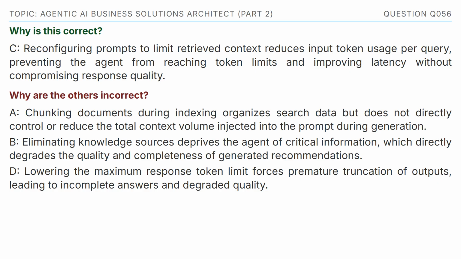Why are the others incorrect? A. Chunking documents during indexing organizes search data but does not directly control or reduce the total context volume injected into the prompt during generation. B. Eliminating knowledge sources deprives the agent of critical information, which directly degrades the quality and completeness of generated recommendations. D. Lowering the maximum response token limit forces premature truncation of outputs, leading to incomplete answers and degraded quality.